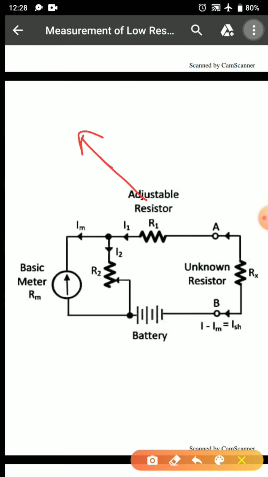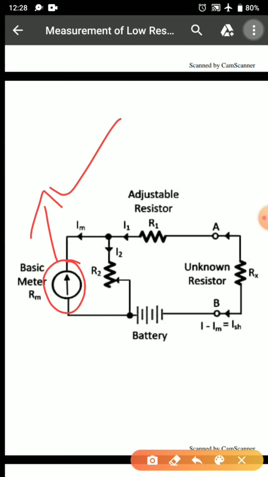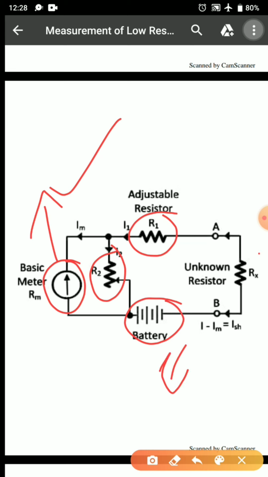Now let us discuss the series type ohm meter. The circuit diagram shown here is for a series type ohm meter. Here we can see that a basic de-Arsonval movement galvanometer is used, and this is connected in parallel with a shunting resistor R2. This combination is connected across an adjustable resistor R1 and a battery source, that is, an EMF source E is used. And between points A and B, the unknown resistance Rx will be connected.